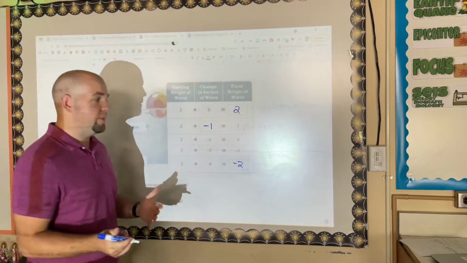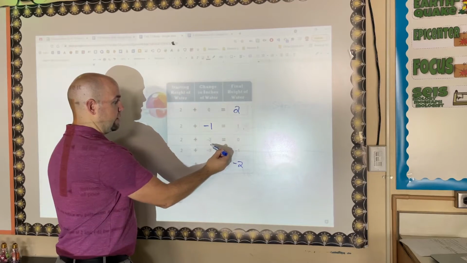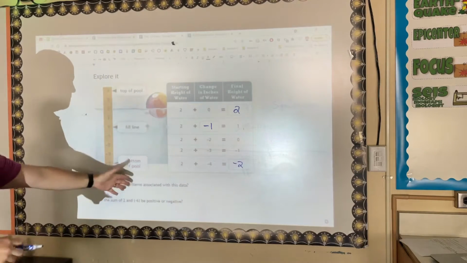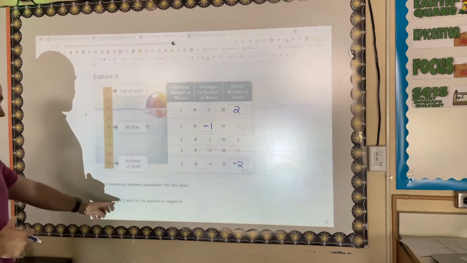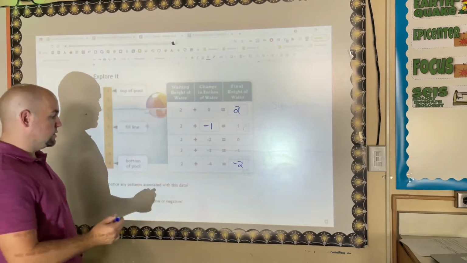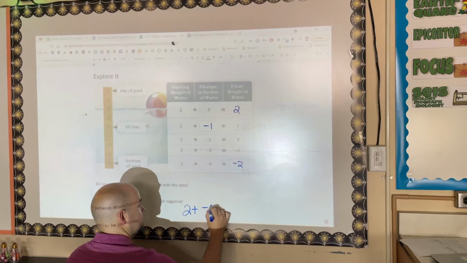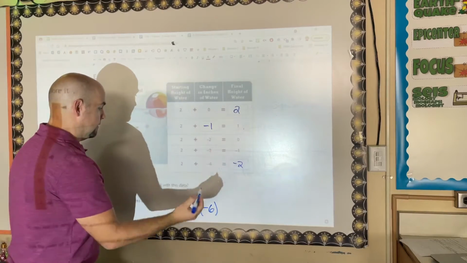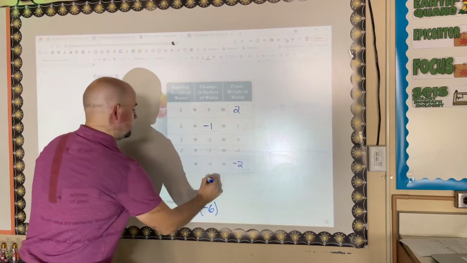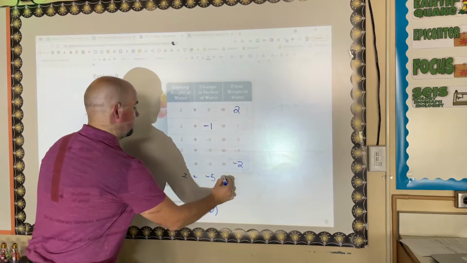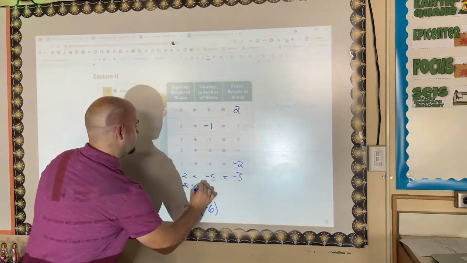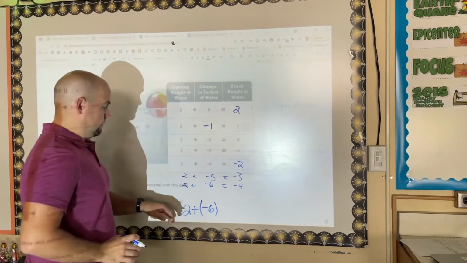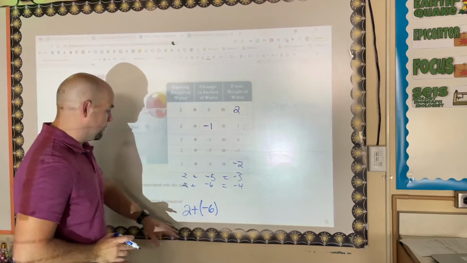So we can look at a pattern here. As these all decrease by 1, these are also going to decrease by 1. That's the pattern that we can look at and see. Well, the sum of 2 and negative 6, so 2 plus a negative 6, will that be a positive or a negative number? We could calculate that, or we can continue the pattern. 2 plus a negative 5 is negative 3, 2 plus a negative 6 would be negative 4. Let's check it.